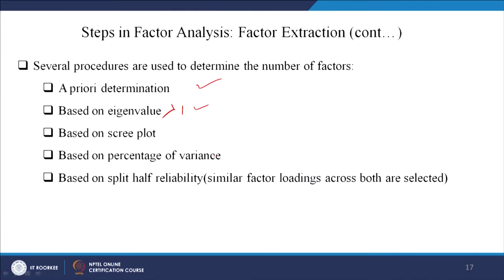The next thing is, percentage of variance you have understood, and split-half reliability. So, what you do is, if you have a large sample size, you divide it into 2 parts, and you do 2 different factor analyses and look at the results on the 2 different sample groups. If you find that the factor loadings across both are similar, then you can understand whether the study is moving in the right direction or not, right. So, these are some of the ways how you can extract the factors.